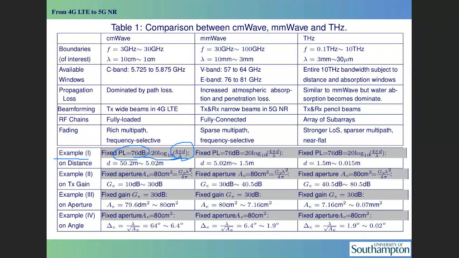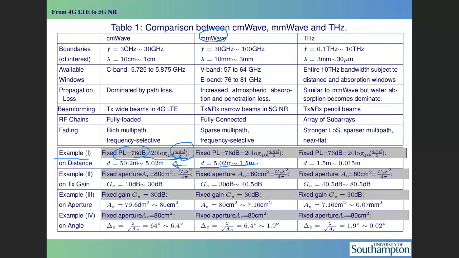Because the equation is a function of distance and wavelength, we can see from example 1 that for millimeter wave, the coverage is smaller than before. That's why we often say that millimeter wave has smaller coverage, so we need to deploy more base stations to provide seamless wireless coverage. But that's not the end of the story yet.